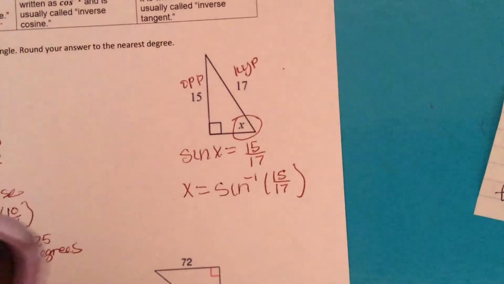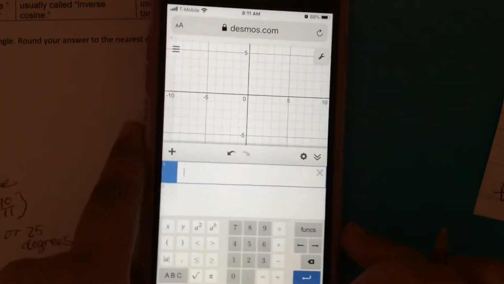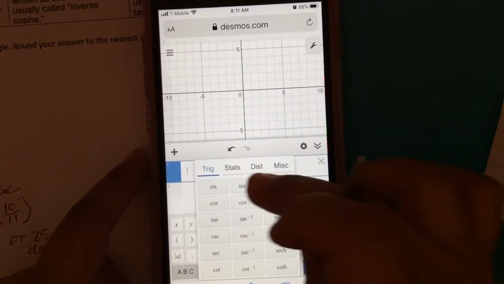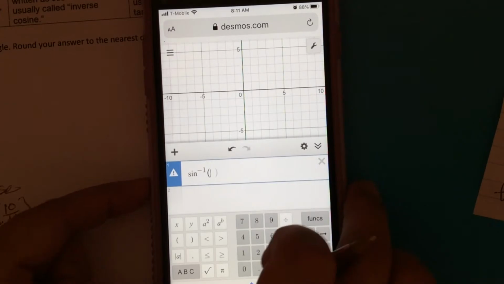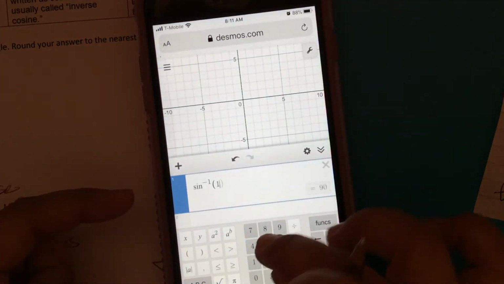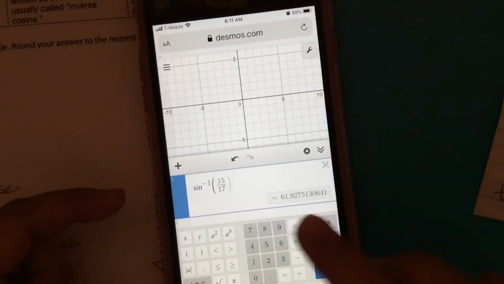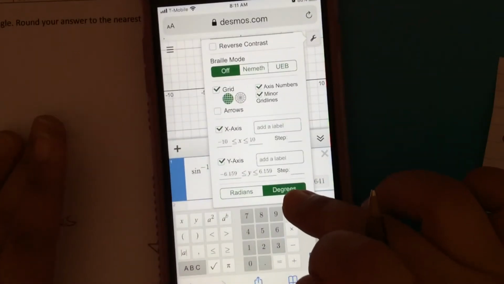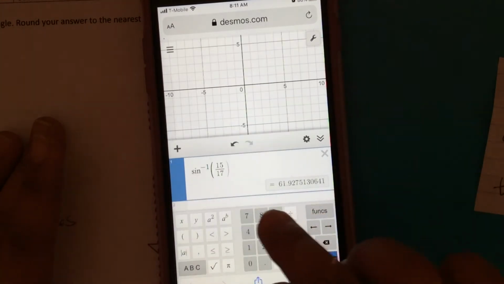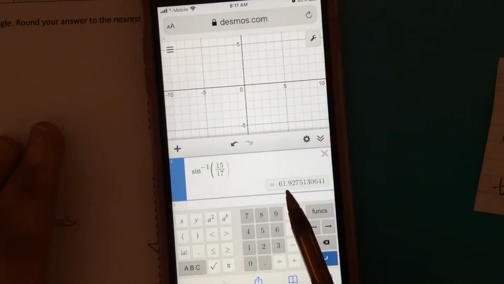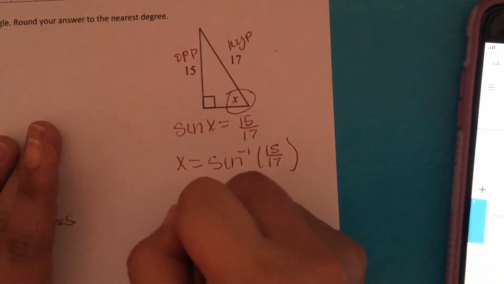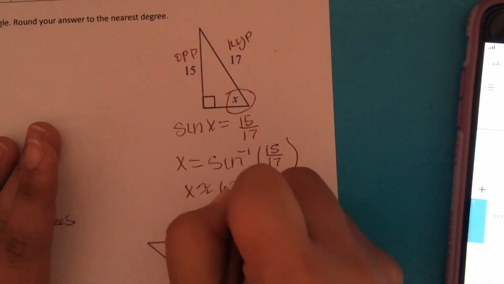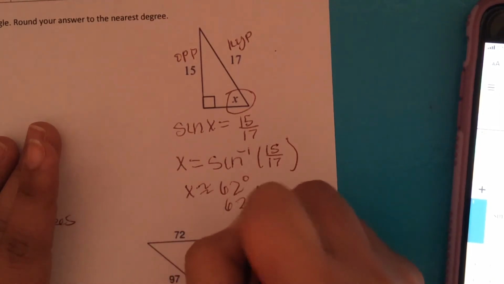Now I'm going to use decimals. So I'm going to come over here, go to my functions, and sine inverse is right there, and I'm going to have 15 over 17. Now, my calculator is already in degrees, but where do you get it? You go over here where the little tool sign is, and you go all the way down, and degrees is already highlighted for me because I've been using it today. So now this is going to round out to 62 degrees. So x is approximately 62 degrees.